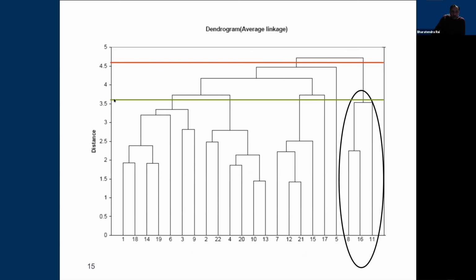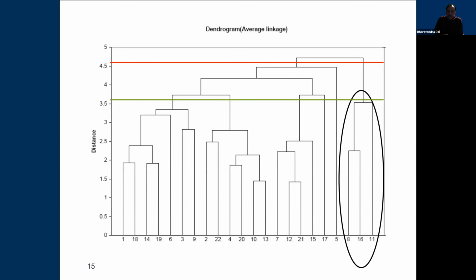If you draw a horizontal line, you can focus on, let's say, the green one first. It is at a distance of about 3.6, and it cuts this line here. So this becomes one cluster, and then it cuts this line. So this becomes the second cluster, with companies number 2, 22, 4, 20, 10, and 13. They are the members of the second cluster. And then this one. And you'll also find there's one company, 17. So that's like an outlier. It's very different from all others.